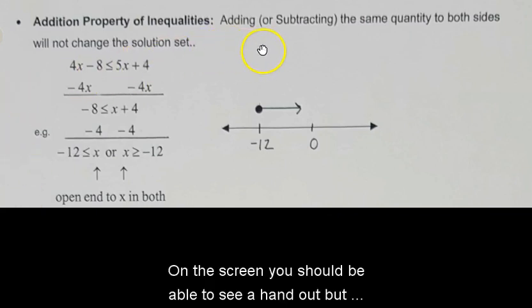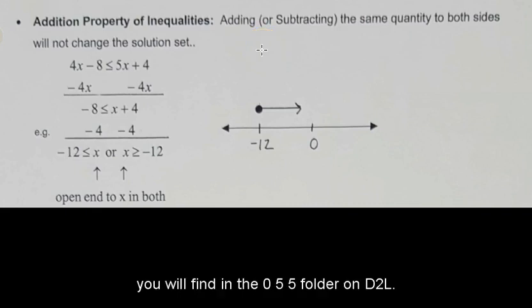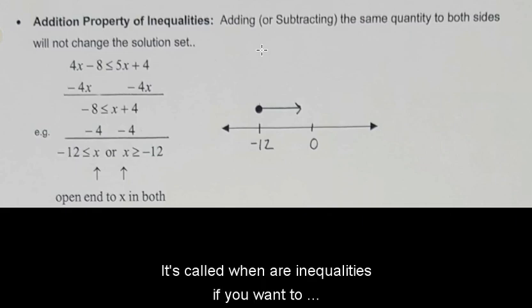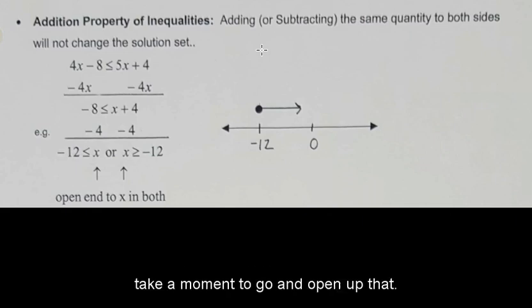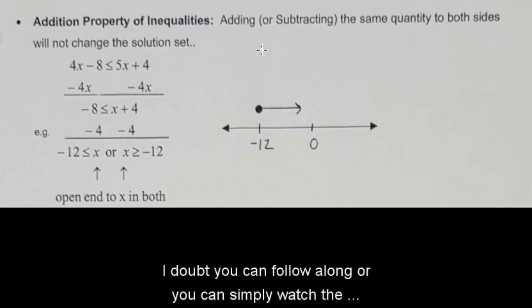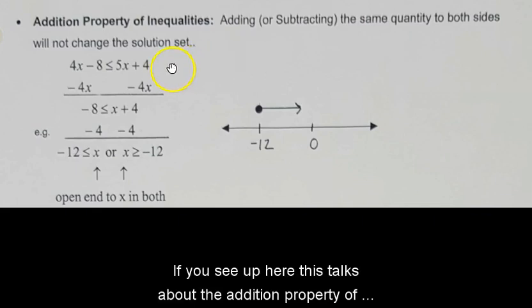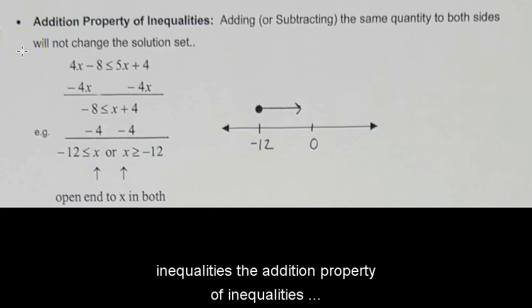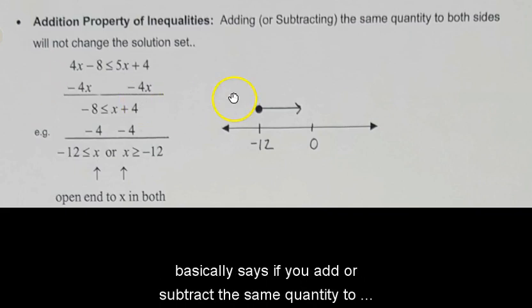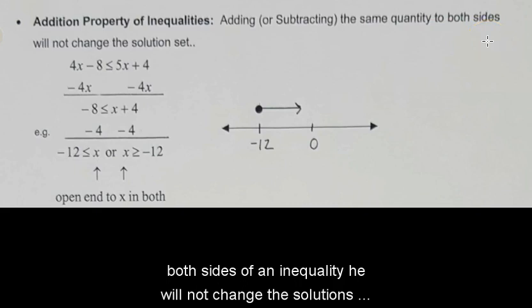On the screen, you should be able to see a handout that you will find in the 055 folder on D2L. It's called Linear Inequalities. If you want to take a moment to open that handout, you can follow along, or you can simply watch the screen and open it later. Up here, this talks about the addition property of inequalities, which basically says if you add or subtract the same quantity to both sides of an inequality, you will not change the solutions to it.